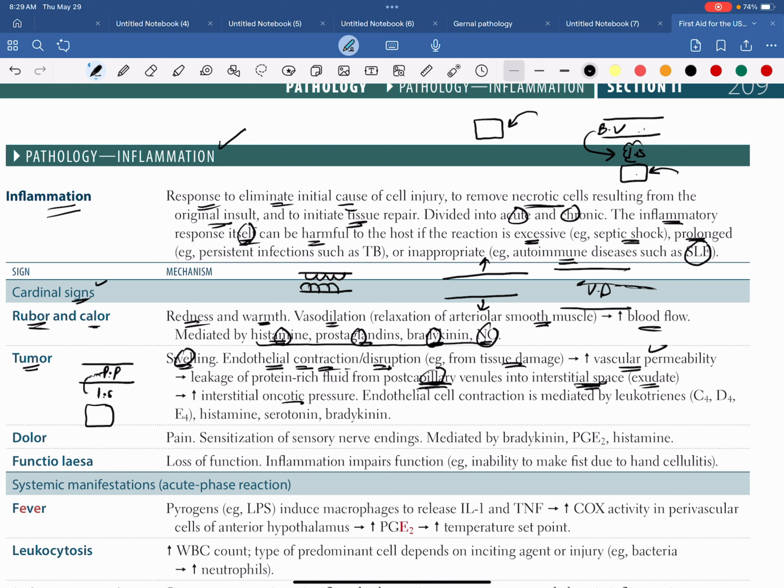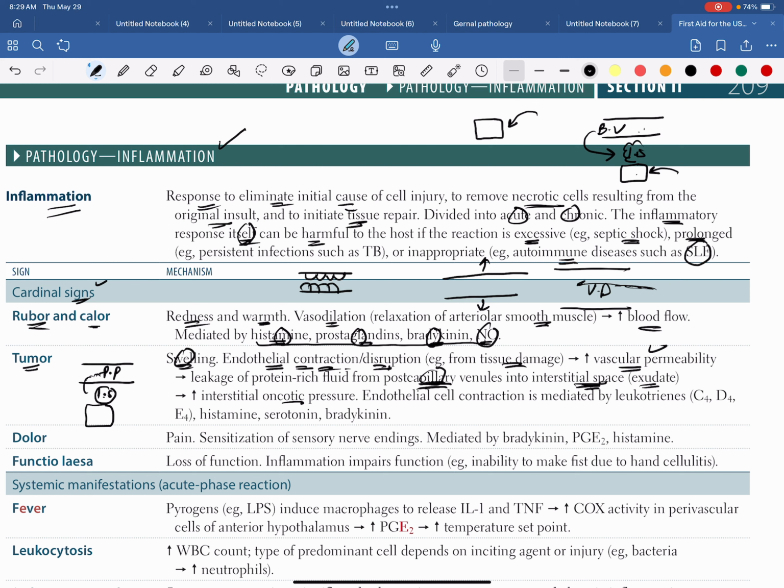If these proteins come into the interstitial space, the oncotic pressure will increase, because a large amount of proteins are going to be accumulated, or the fluid which is accumulated is protein rich. So any fluid that is protein rich, we call this exudative.